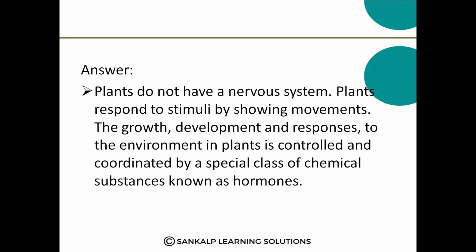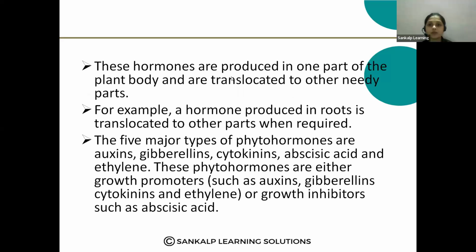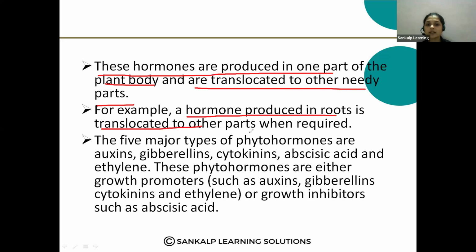Over, ma'am. Okay, so next point: these hormones are produced in one part of the plant body and are translocated to the needy parts. The different hormones are chemicals synthesized in a particular part of the plant body and then translocated. For example, a hormone produced in roots is translocated to other parts when required.